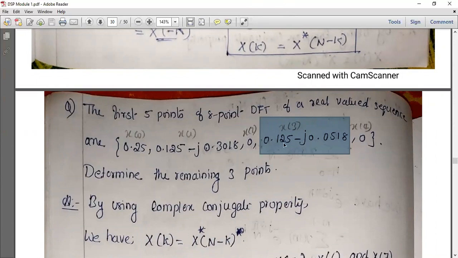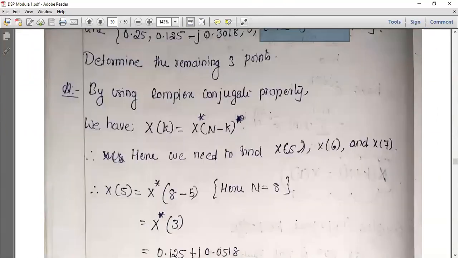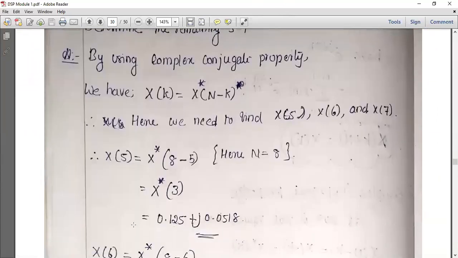So 0.125 plus j 0.0518. This is x of 5. The negative sign becomes positive, since it is the complex conjugate of x of 3.